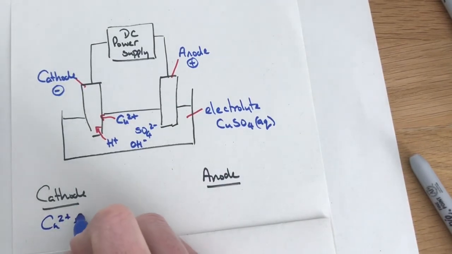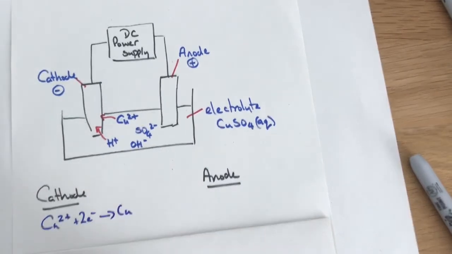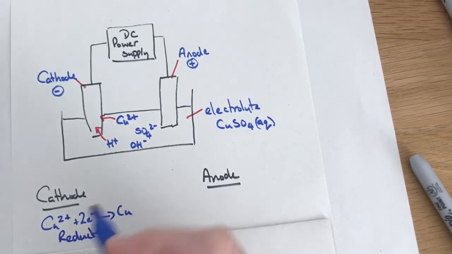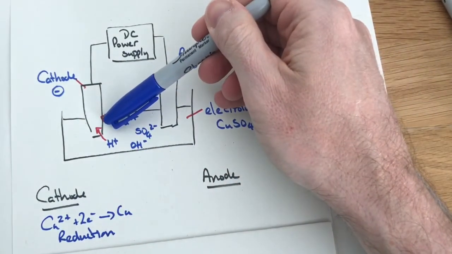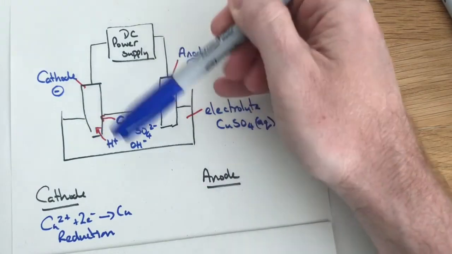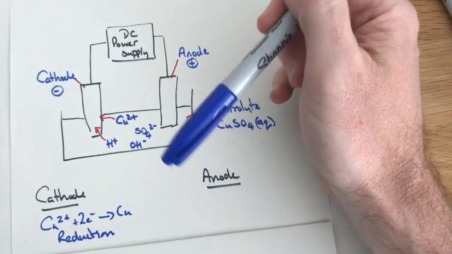What will they do? They will pick up 2 electrons to form copper. This is now gaining electrons, so this process here is an example of reduction. And what I would start to see happening is on the electrode, I would start to see copper metal starting to form on the surface of the graphite as this reaction proceeds.